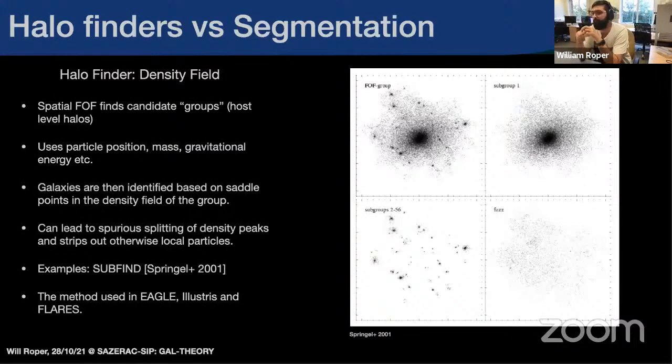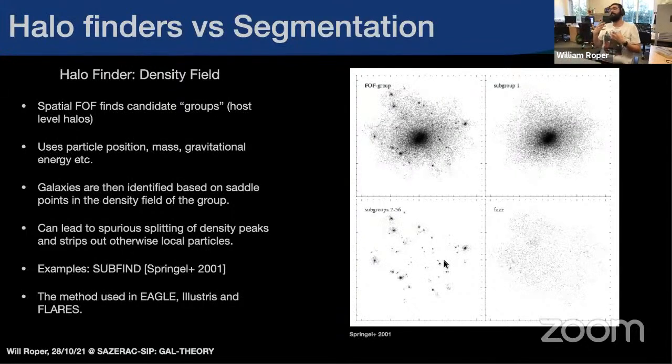So these, one example of which is Subfind, which is the halo finder used in EAGLE, Illustris, FLARES. It comes packaged with Gadget. These start with a spatial friends-of-friends candidate, like a host halo group, and then use particle position, mass, and gravitational energy, amongst other intrinsic simulation properties of the particles, to find saddle points within the density field of a group. So you can see the friends-of-friends group up here in the top left-hand corner. And then this gets split out into a main central galaxy group, so subgroup 1, and then a bunch of other smaller density peaks, which are other galaxies within the group.